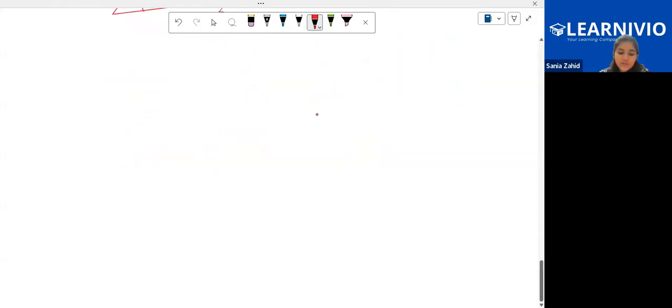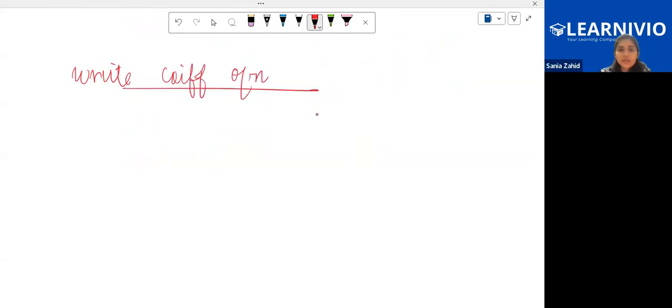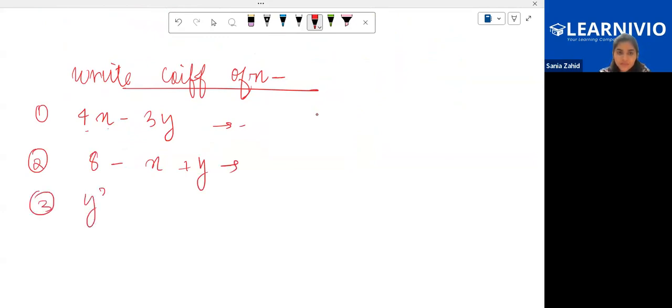Now in this question, you have to write the coefficient of x in the following expressions. So the first one is 4x minus 3y. So in this, the coefficient of x is 4, right? Similarly, you have to write the coefficient of x in all the cases. Okay? Please do it.